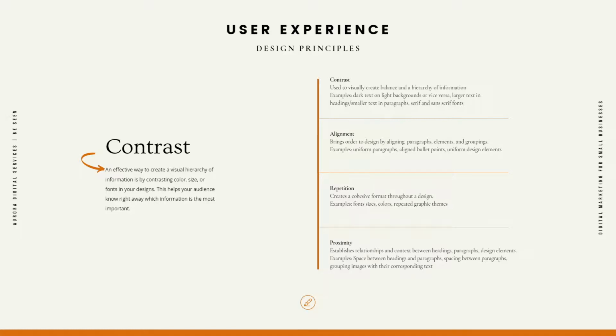Contrast is so important for legibility and representing the hierarchy of your page information. So if your audience has a difficult time reading your text, that's a huge frustration for your audience and a huge loss on your part. So it's best to use dark text on light backgrounds and vice versa, and larger text for headings and smaller text for paragraphs, complementary colors, and so on.